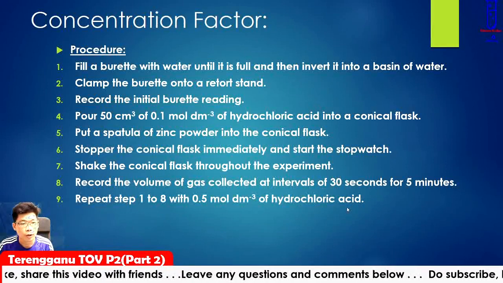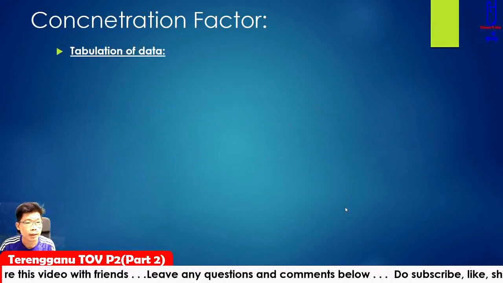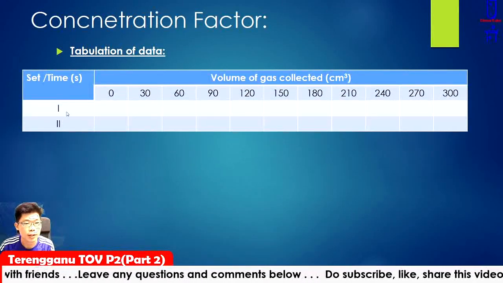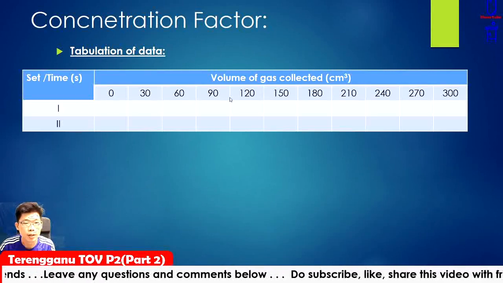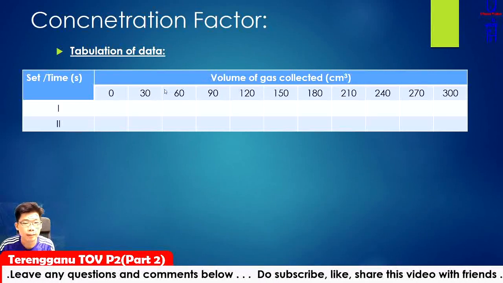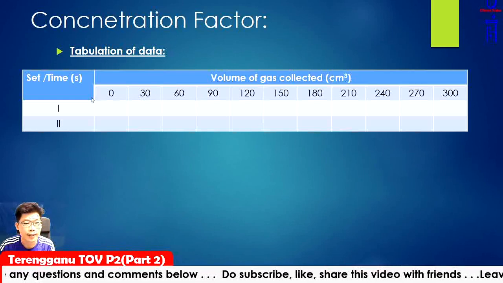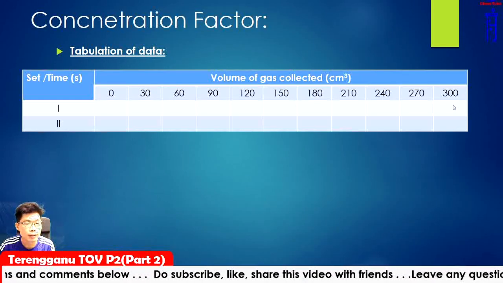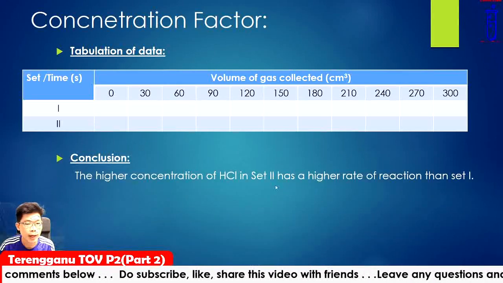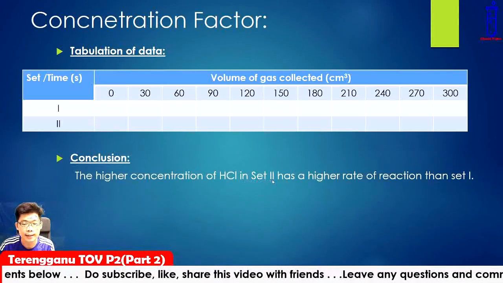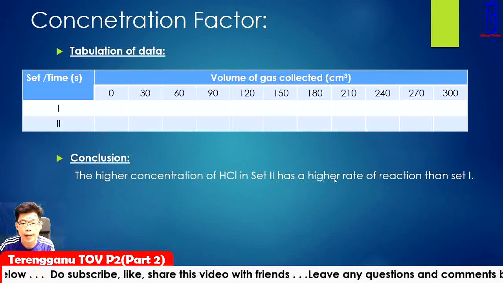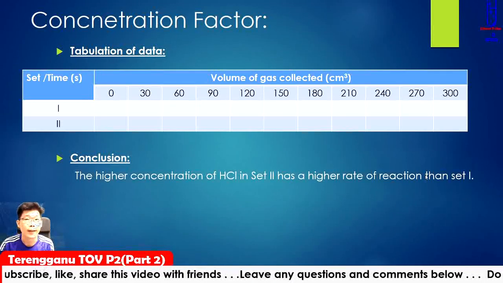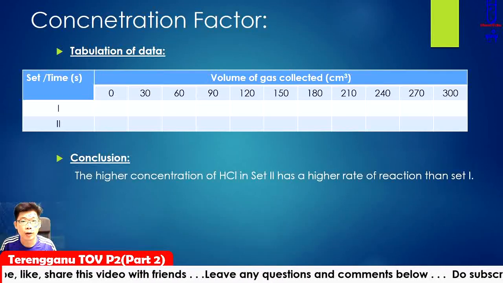Okay, the tabulation of data will be the same. Set 1 and set 2. Set 2 higher concentration, set 1 lower concentration. We record the volume of gas collected at 30 seconds intervals for 5 minutes. As a conclusion, the higher concentration of hydrochloric acid in set 2 has a higher rate of reaction than set 1.